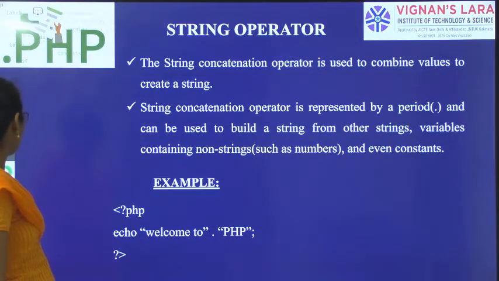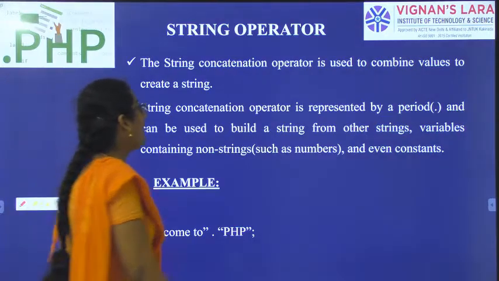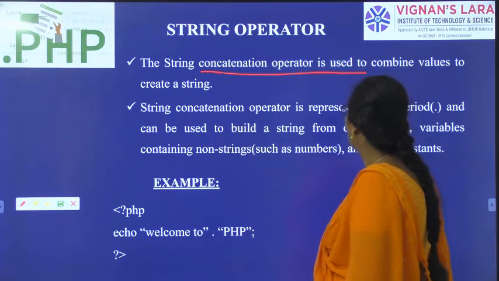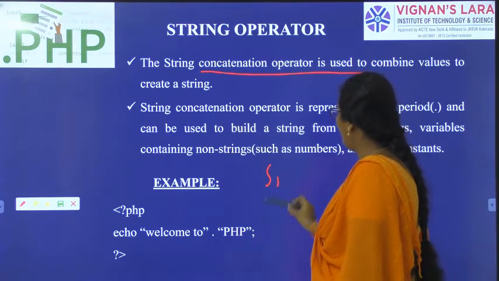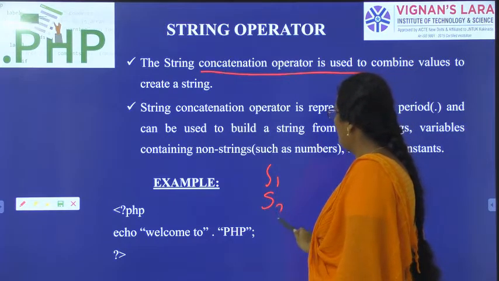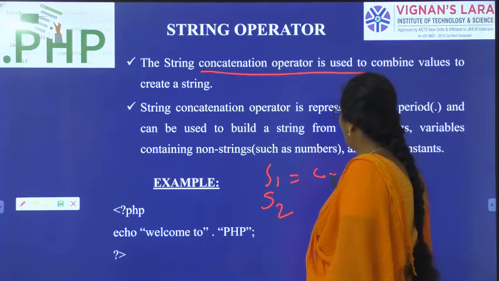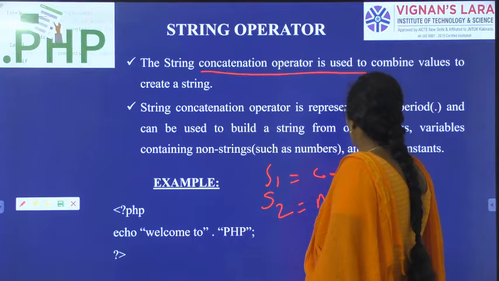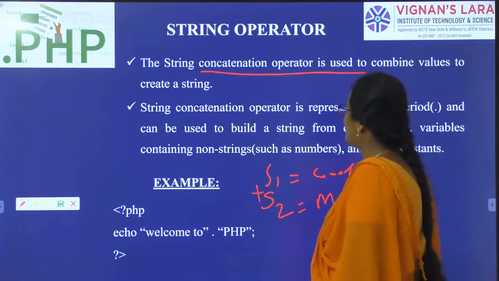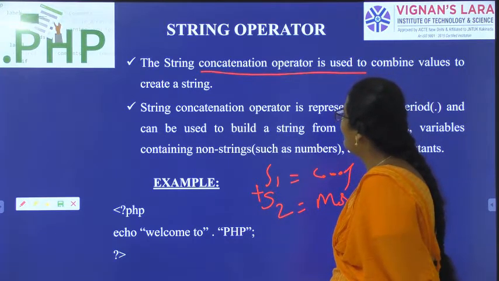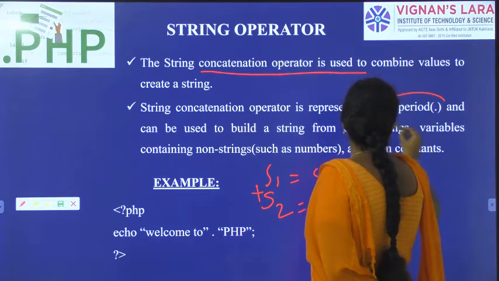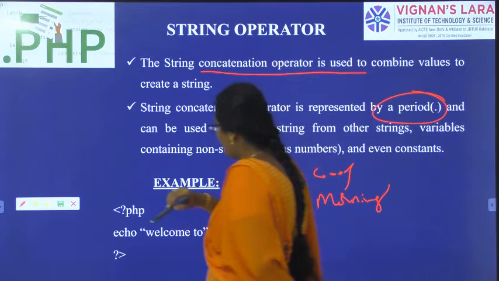Next one, string operator. String concatenation is used to combine the two values when a string is created. You have created string 1 and you have created string 2 also. String 1 is good, string 2 is morning. Now you want to concatenate these two strings. So string operator is nothing but concatenation of the string, which is represented with the symbol period symbol.